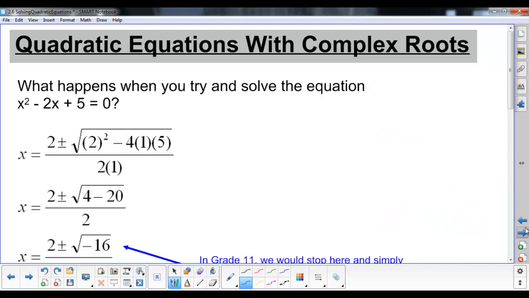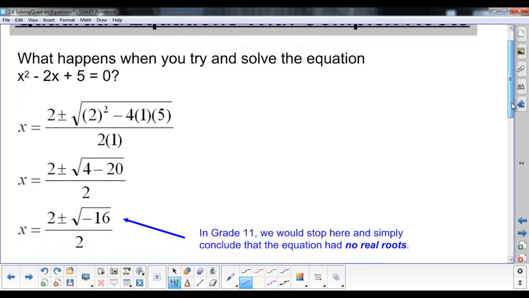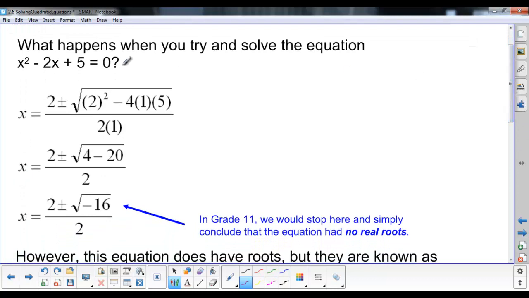Okay, let's continue. So now we're going to talk about quadratic equations that have complex roots. So for example, in grade 11, if I asked you to solve the following equation, x squared minus 2x plus 5, you would say, okay, well I can't factor it, so you put it into the quadratic formula, and then you notice that when you're working through the quadratic formula, you end up with a negative inside a square root. And then you would stop because you say, oh, you can't square root a negative number.